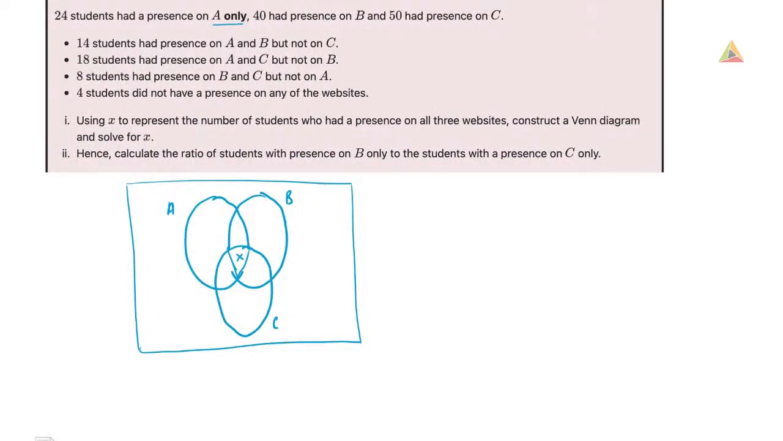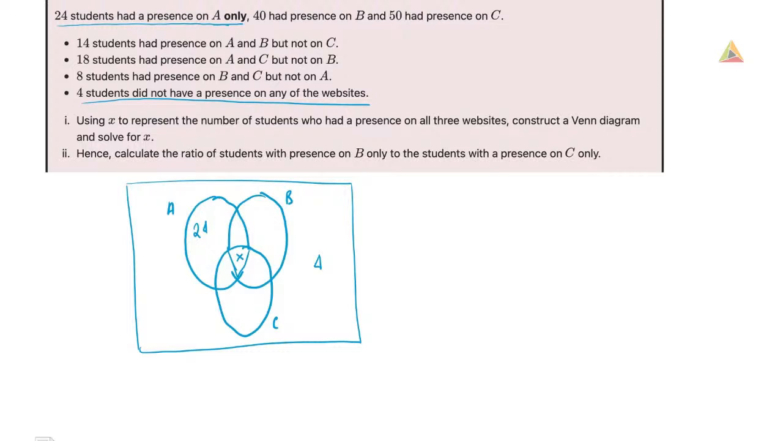We were told that 24 students have a presence on A only, so that means it's not going to be in any intersection part. So we're going to put 24 here. Now we're also told that 4 students did not have a presence on any of the websites, which means that 4 is going to go out here. So there's another couple of things that we can fill in.